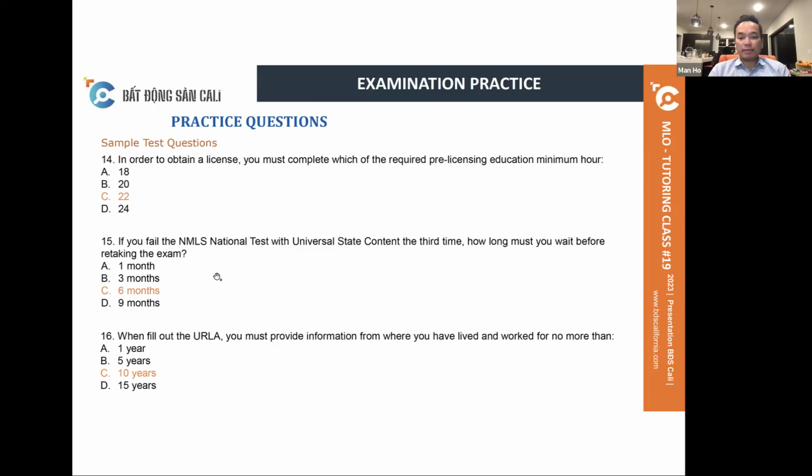Number 15, 6 months. After you fail the first time, you wait 1 month. The second time, you wait 1 month. And the third time you fail, I think you have to wait 6 months. To get the answer for this, go back to my material. When you fill out the URLA, you need to provide 10 years of previous addresses. So what if the only answers are 20 and 22? Then if you take a California test, it's 20.